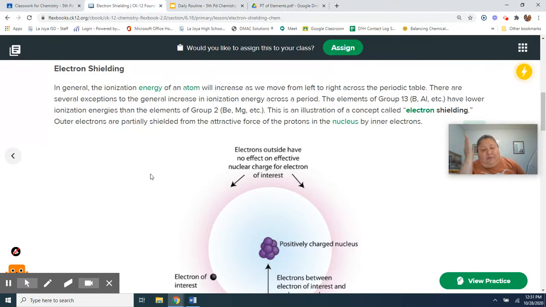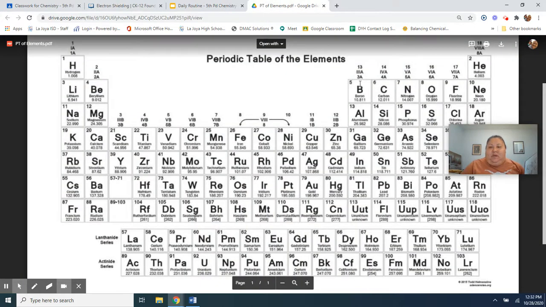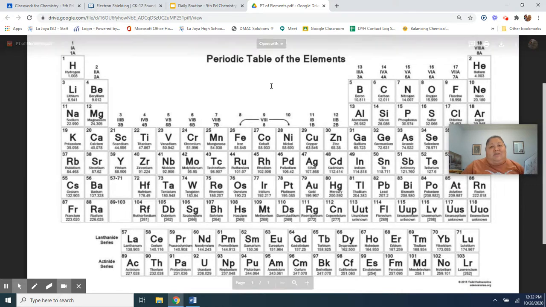There are several exceptions to the general increase in ionization energy across the period, okay? One exception is between group 2 and group 13. Group 13 is over here. Boron, aluminum, and gallium have a lower ionization energy than group 2: beryllium, magnesium, and calcium. That's not supposed to happen. Group 2 is supposed to be lower than group 13. That's not true. Group 13 will always be lower, and it's mostly because of electron shielding.